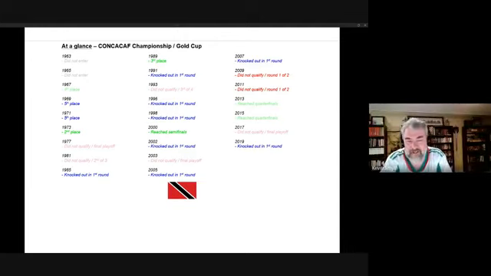At the regional level, they've had some impressive success in the past. They came fourth in their first entry in 1967, and in 1973, they took second place behind Haiti but ahead of Mexico. They finished third in 1989 and reached the semifinals in 2000, where they were knocked out by the eventual winners of the 2000 Gold Cup.